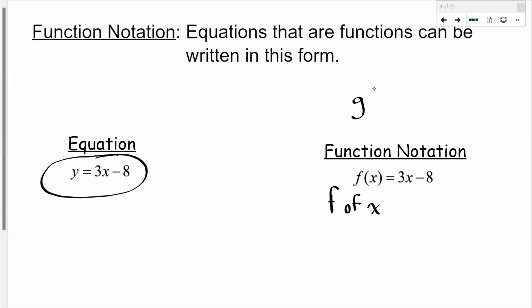Now you can see f of x like that. You may also see something like this, g of x. You may see h of x. And another one you might see is h of t, which is a lot of times used when we're dealing with time. But again, this is how you read these. All function notation is basically just a different way to write an equation. y and f of x are interchangeable. They mean the same thing.